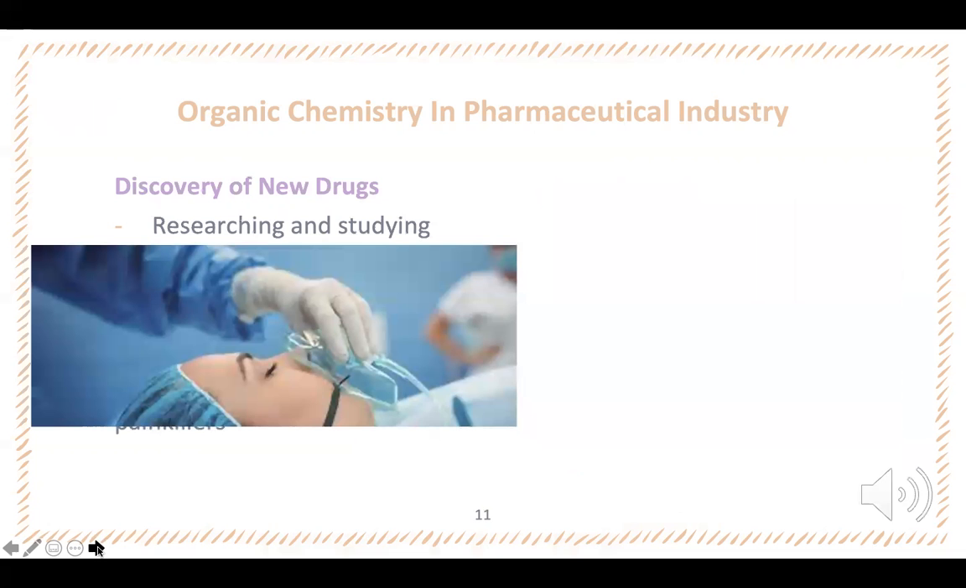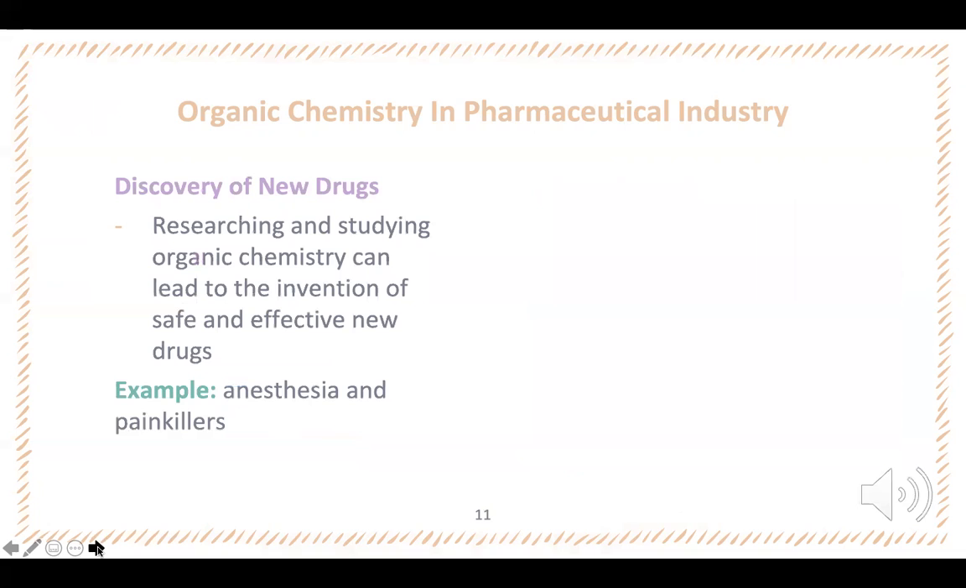From studying organic chemistry, scientists and doctors have been able to discover new drugs which have been able to cure diseases and help with different surgeries. We would not know how safe or successful a drug was if it was not studied through organic chemistry. Through studying the drugs, scientists can determine the positive and negative impacts that the drug will have on the human. For example, scientists have discovered anesthesia and painkillers.